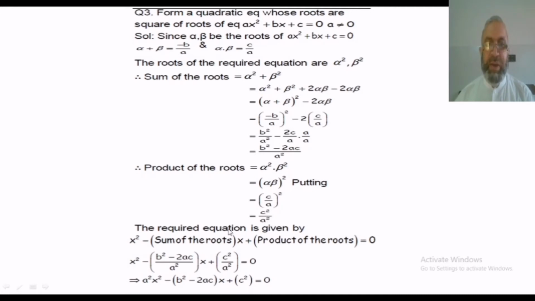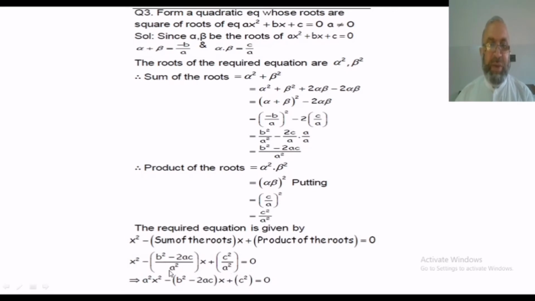Putting these values, the required equation is given by x square minus sum of the roots into x plus product of the roots is equal to 0. So x square minus the sum of the roots, which is b square minus 2ac by a square, into x plus the product of the roots, c square by a square, is equal to 0.